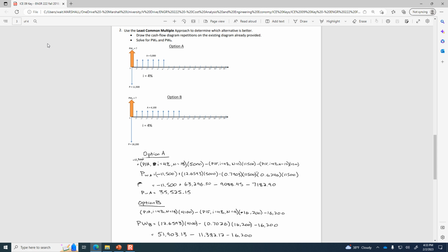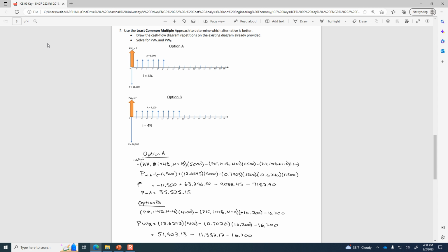Revenue was plus. These next two terms are minuses because it's the second purchase of the item for 11,500 and then the third purchase of the item for 11,500. So one of them was in year 6, one of them was in year 12, so we've got different discount factors for each of those. And if you do all of those numbers, let me bring it up on the TV screen. What you should get is the present worth of alternative A is $35,525.